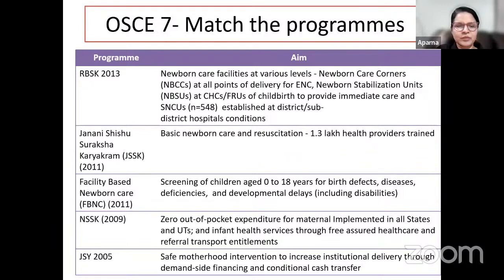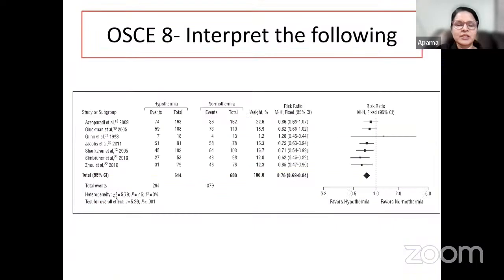So then you had facility-based care, which divided the newborn care facilities into various levels like newborn care corners, newborn stabilization units, and then SNCUs were also established. And then Janani Suraksha, Shishu Suraksha Karyakram, which came up in 2011, started providing basic newborn and health resuscitation training. And later on, the RBSK program came in, which dealt with birth defects, diseases, deficiencies, and developmental delays, including disabilities.